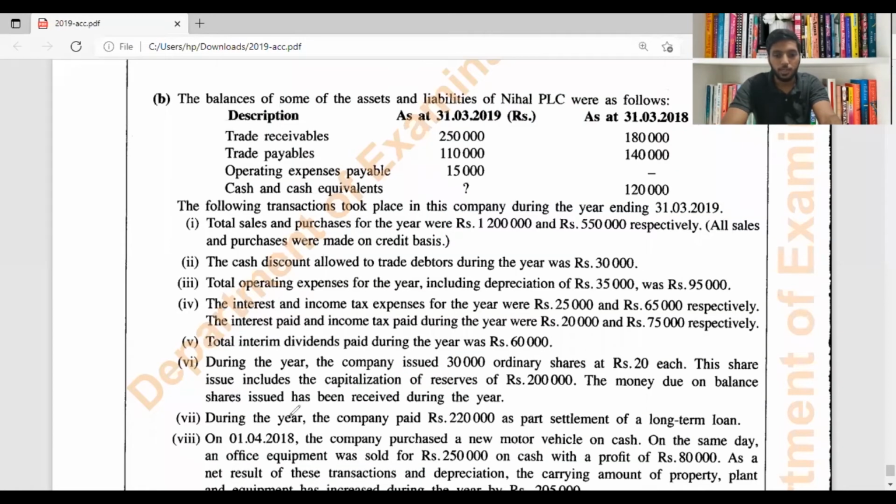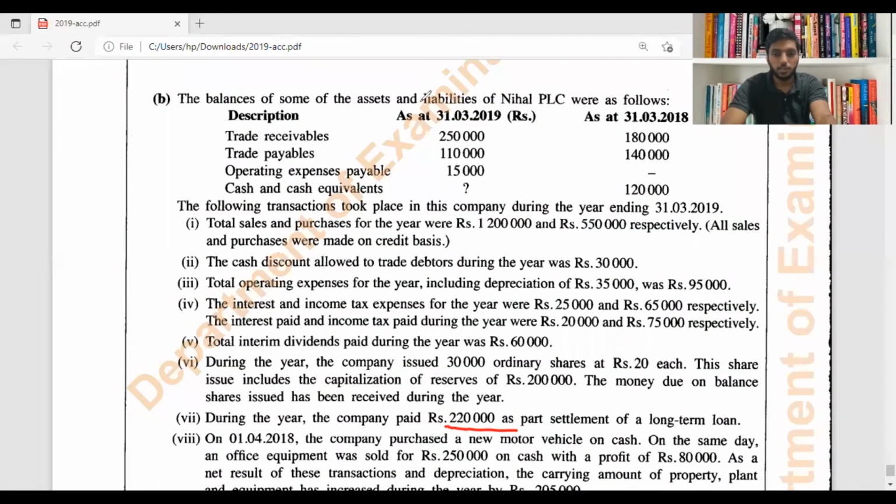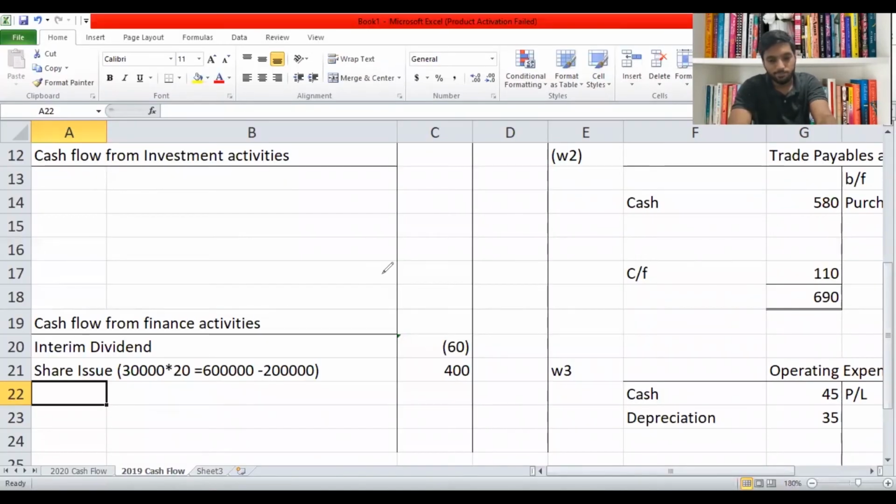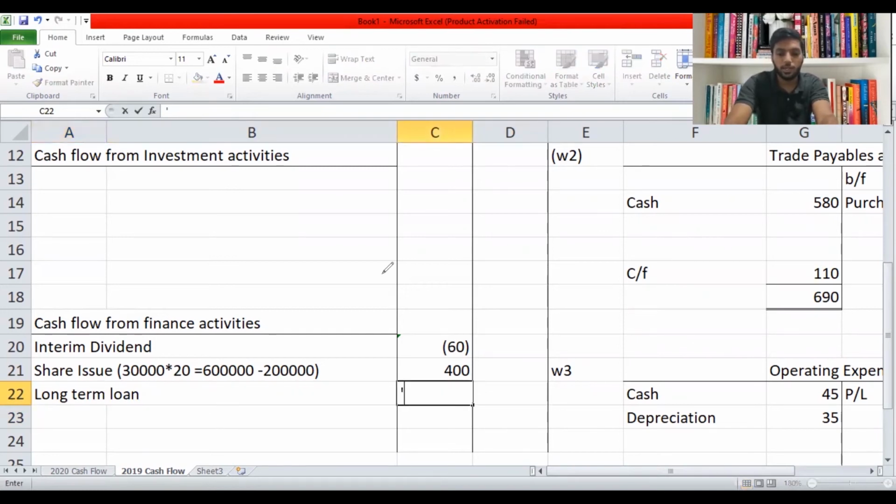During the year, the company paid 220,000 as part of settlement of a long-term loan. This also falls under financing activities because it's a long-term loan. So the long-term loan they have settled is 220. I'll take 220. Almost done. I think financing activities are also done because we took all the adjustments and finished it.